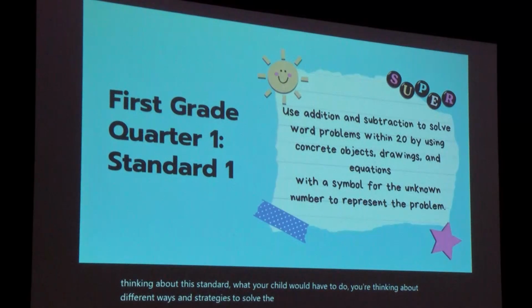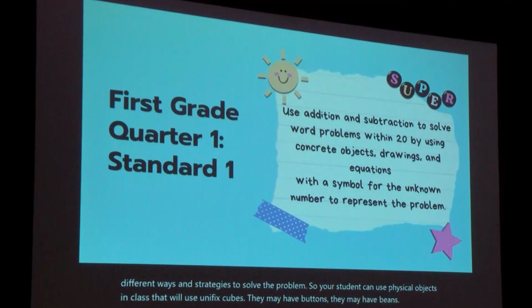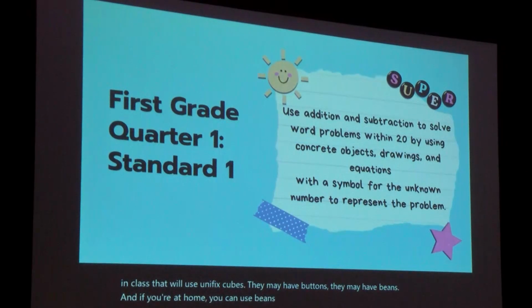So your student can use physical objects. In class, they will use Unifix cubes. They may have buttons. They may have beans. And if you're at home, you can use beans, buttons, macaroni, shoes, whatever you have at home that they can actually physically touch and move to help them count.